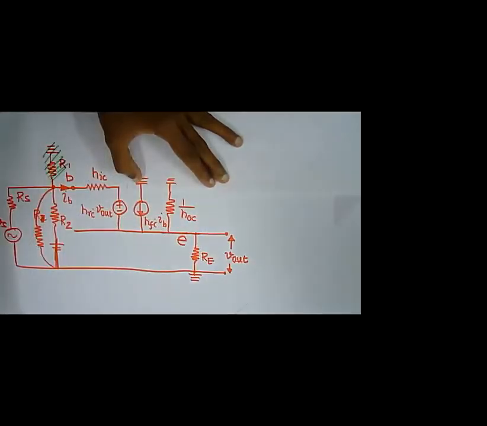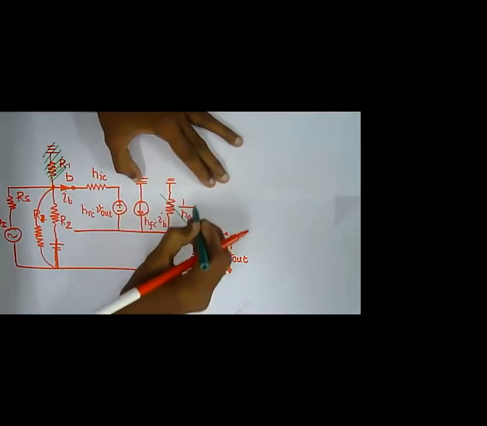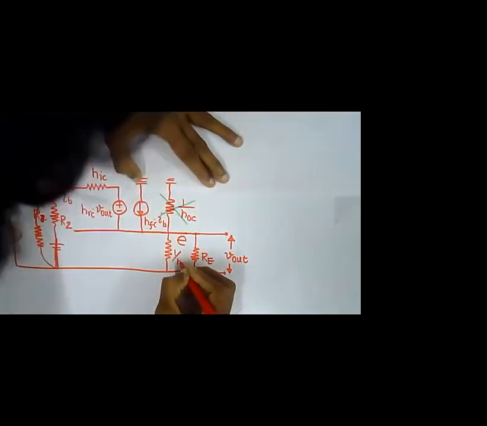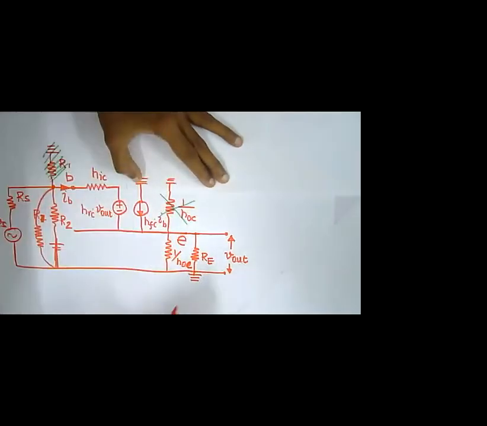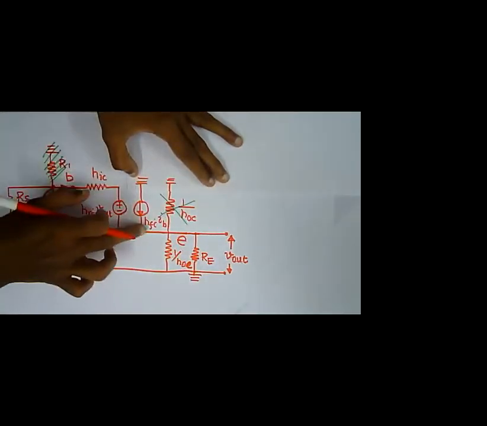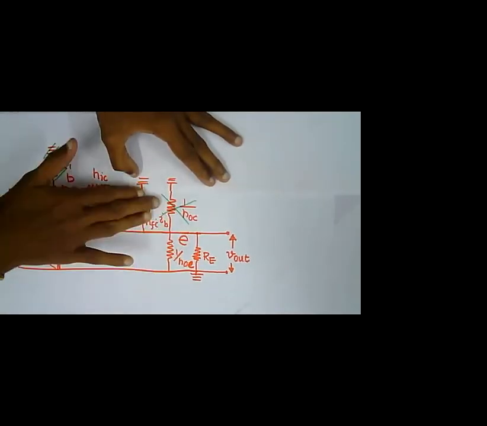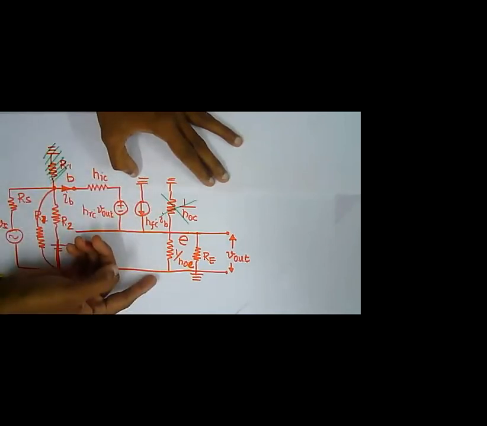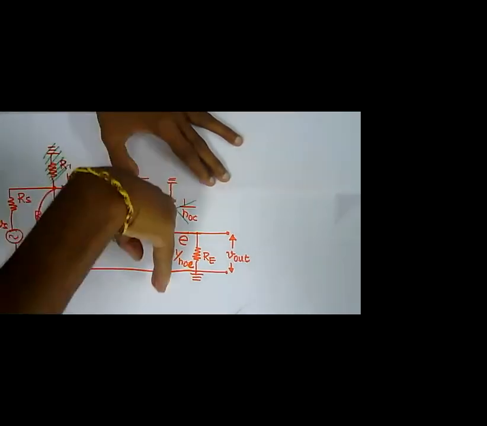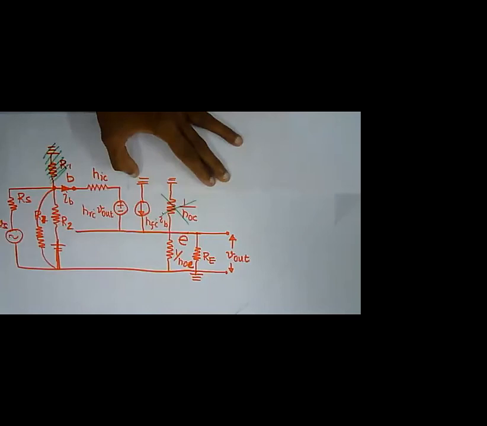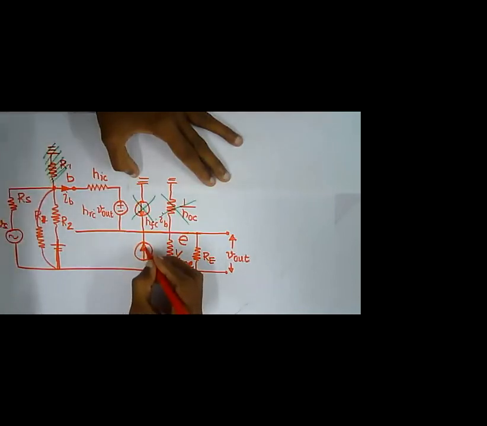So I am going to remove my hOE and then that is going to be here 1 over hOC. Again, I have my hFC into IB. I'm going to do the same, fold it upside down. Now remember, the current direction is from top to bottom. When you fold it, it becomes bottom to top, so the current direction will be inverted.